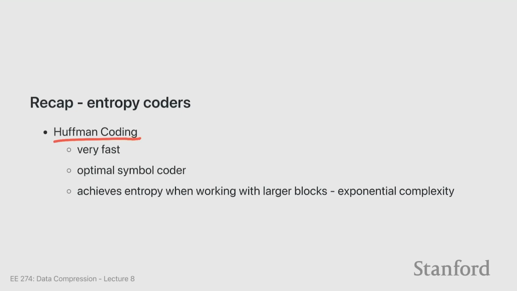We talked about Huffman coding. It's very fast. It is the optimal coder when you're doing a single symbol or a particular block, and it will achieve entropy when you work with larger blocks. Of course, the complexity increases exponentially. So it's great in many settings, but you run into this complexity limit when you want to get close to entropy. So that was the first coder we saw.